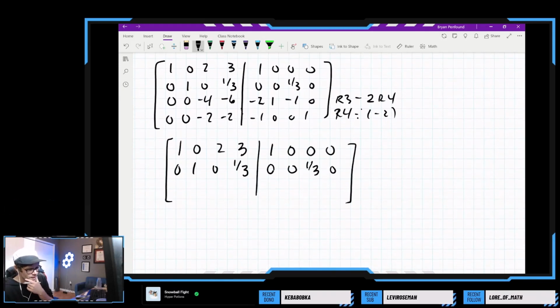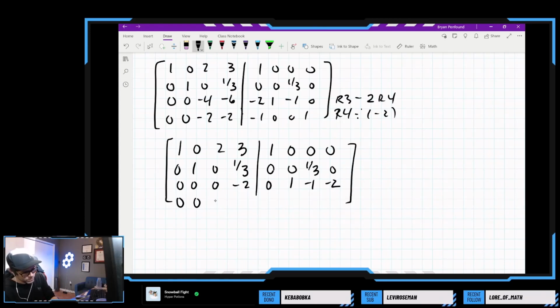Okay, so that should take care of row 1 and row 2. There's no changes here. We have row 3. We need to subtract 2 copies of row 4. So negative 4 plus 4 should give us that 0 here that we're looking for. And negative 6 plus 4 would be negative 2. Negative 2 plus 2 should be 0. 1 take away 0. Negative 1 take away 0. And then 0 take away 2. So that should take care of that.